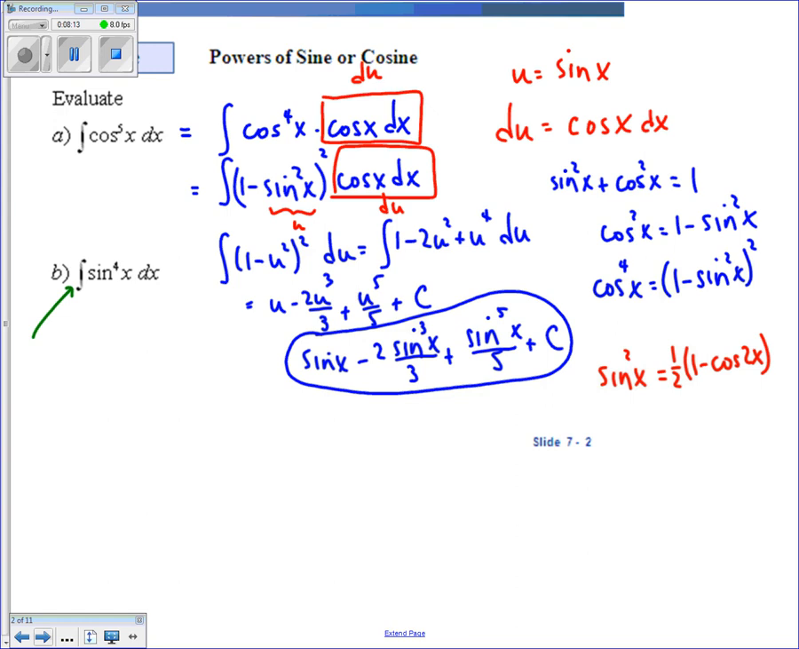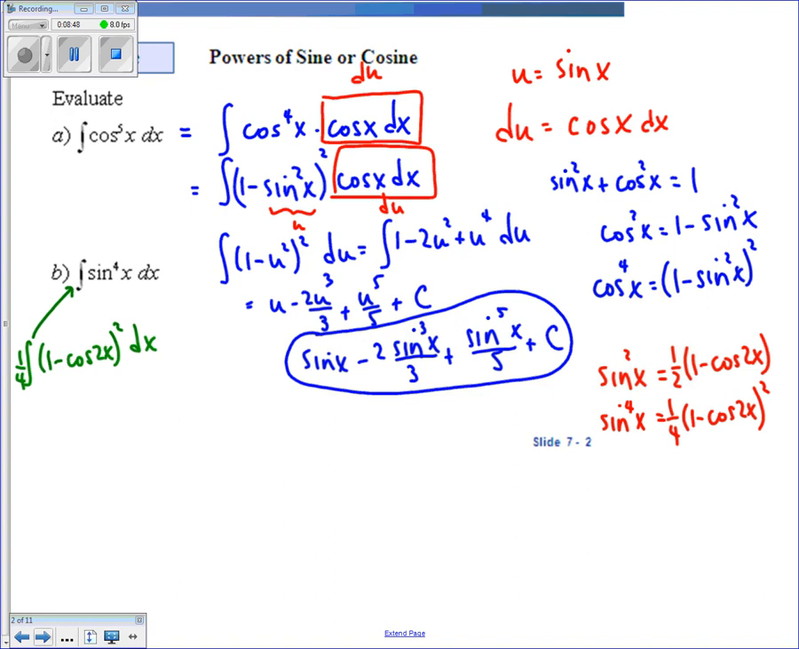So that means if I have a sine to the fourth, I'm going to square both sides. I'm going to have sine squared squared, which is sine to the fourth, and I have a product over here that I'm squaring. So the 1/2 squared is 1/4, and then I'll have 1 minus cosine of 2x, squared. So substituting that into my problem, the sine to the fourth becomes the integral of 1/4, which I'm going to pull out in front, and then I have 1 minus cosine of 2x, squared.